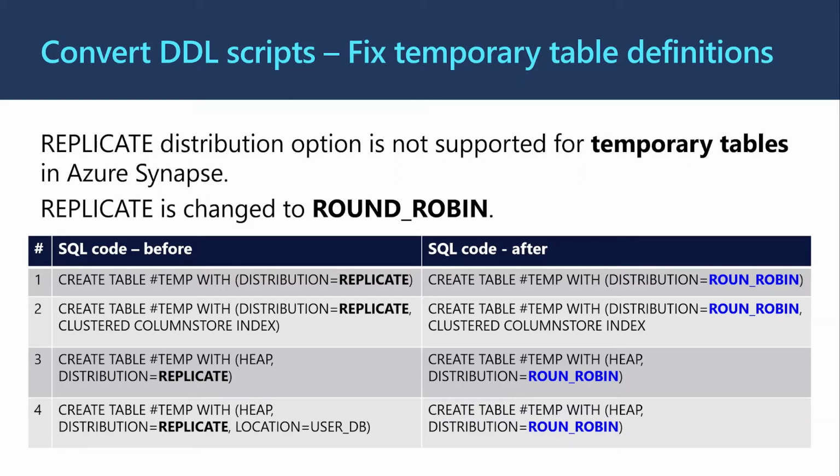And finally, fixing temporary table definitions. While APS supports all three possible distributions for temporary tables, including hash, round robin, and replicate, Azure Synapse supports only hash and round robin. If you try to create a temporary table using the replicate option in Azure Synapse, you will get an error. So the ConvertDDLScripts module changes the replicate option to round robin for temporary tables found in DDL scripts.